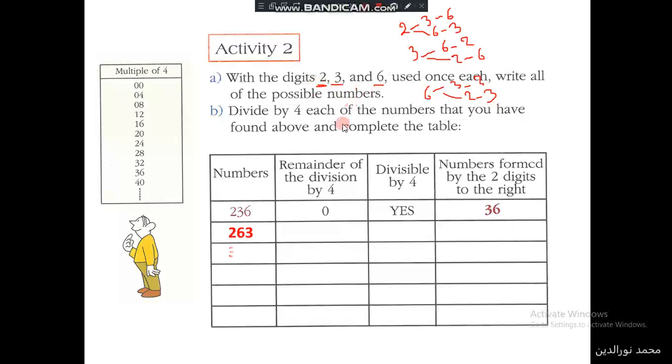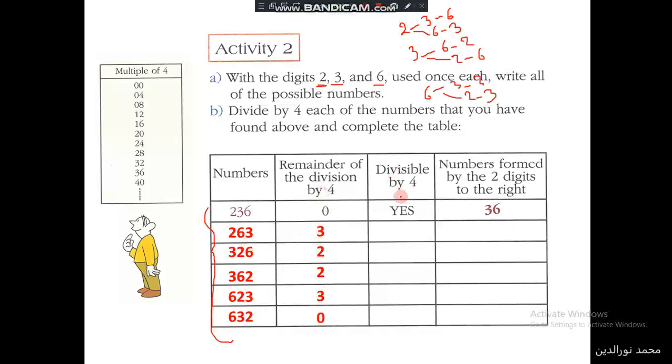So we will write all these numbers: 362, 326, 632, 623. And then divide by 4 each of the numbers that you have found above and complete the table. So we will divide all these numbers by 4 and see the remainder of division by 4. So the remainders are 3, 2, 2, 3 and 0.